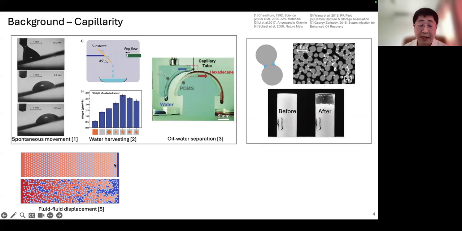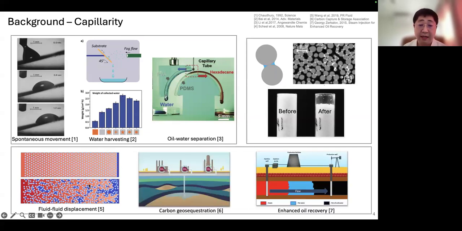Lastly, I want to mention the application of multi-phase flow in porous media. So in the engineering application of carbon geosequestration or enhanced oil recovery, basically one fluid is being pushed into the porous media to displace the other one. And then the capillarity or the surface tension during this system will have a significant role in terms of how much, for example, CO2 you can inject within the reservoir and how stably they can be trapped for long term.